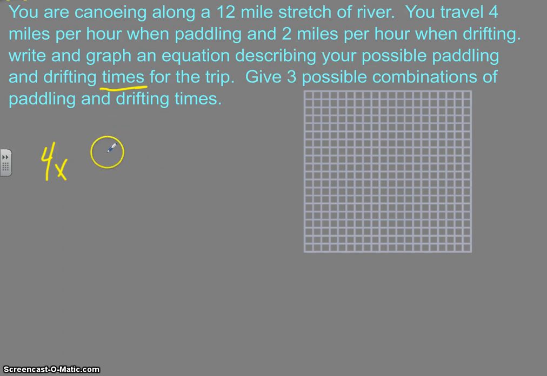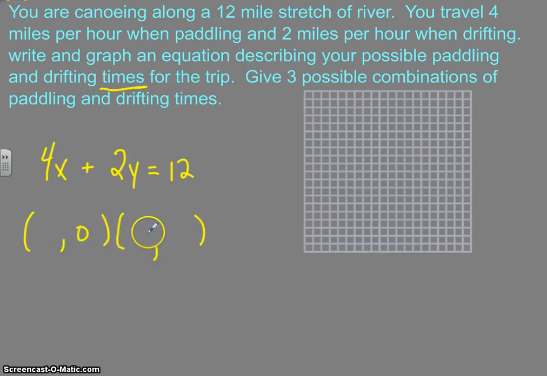Also, if I'm drifting, I go 2 miles per hour, but I don't know how much my drifting time would be, so I'm going to just call that y. Notice this is going to be different because this is paddling time, this is drifting time. Well, if I add those 2 things together, that's going to give me my 12-mile distance that I've got to travel. Okay? And again, to graph this, we're simply going to get 2 points.